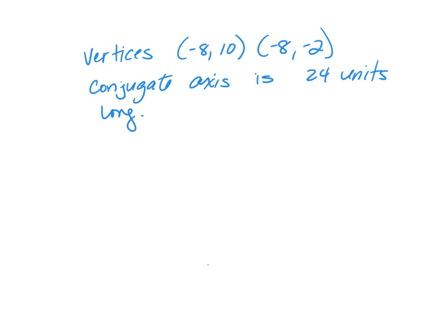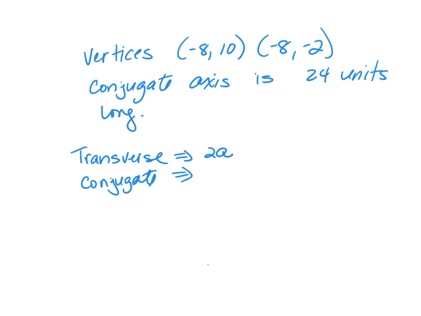So let's talk about conjugate axis and transverse axis. Transverse axis is the same as 2a. And conjugate axis is the same as 2b. So if I have A, B, C, H, and K, as soon as I have A, B, H, and K, I'm ready to write my equation, correct?